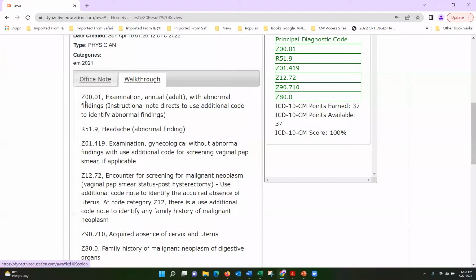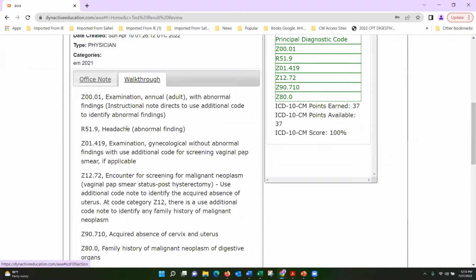So we want to identify that this is an exam with abnormal findings. So that is our Z00.01. If we assigned Z00.00, then that would have been the annual exam, but it would have been with no abnormal findings. And that's not the case for this patient. We have a headache going on. So our appropriate first listed code is Z00.01 because that is why the patient's here.